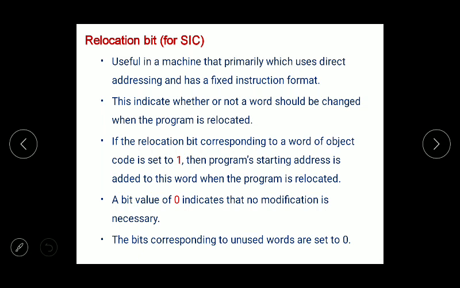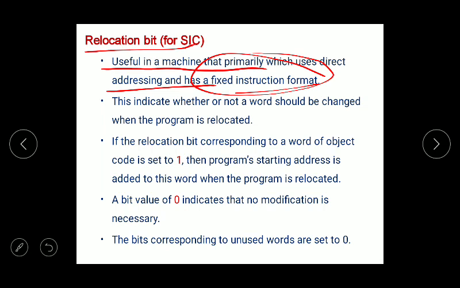Second method, let me explain relocation bit for SIC. In SIC, we have instructions of length 3 bytes. All instructions are of 3 bytes. There is no format 4 instruction, only format 3 bytes or format 3 type. It is useful in a machine which uses direct addressing and has a fixed instruction format. So, fixed instruction format means all instructions are of 3 bytes.